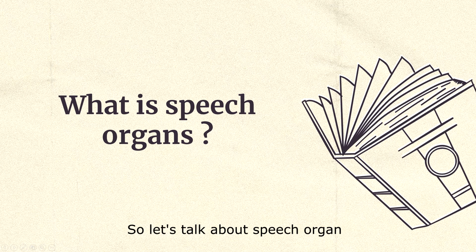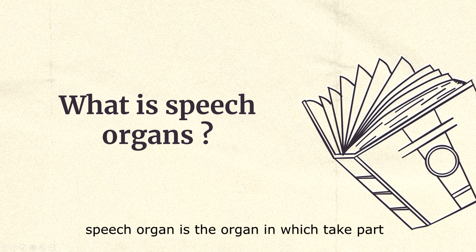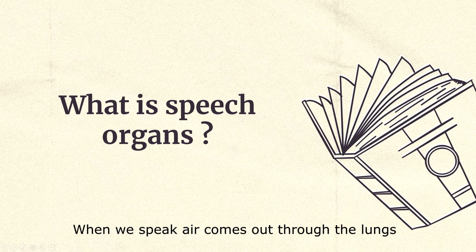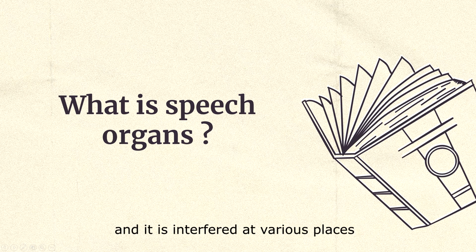So let's talk about speech organs. What exactly are speech organs? Speech organs are the organs which take part in the production of speech sounds. When we speak, air comes out through the lungs, and it is interfered with at various places for the production of sounds. Sounds cannot occur without air.